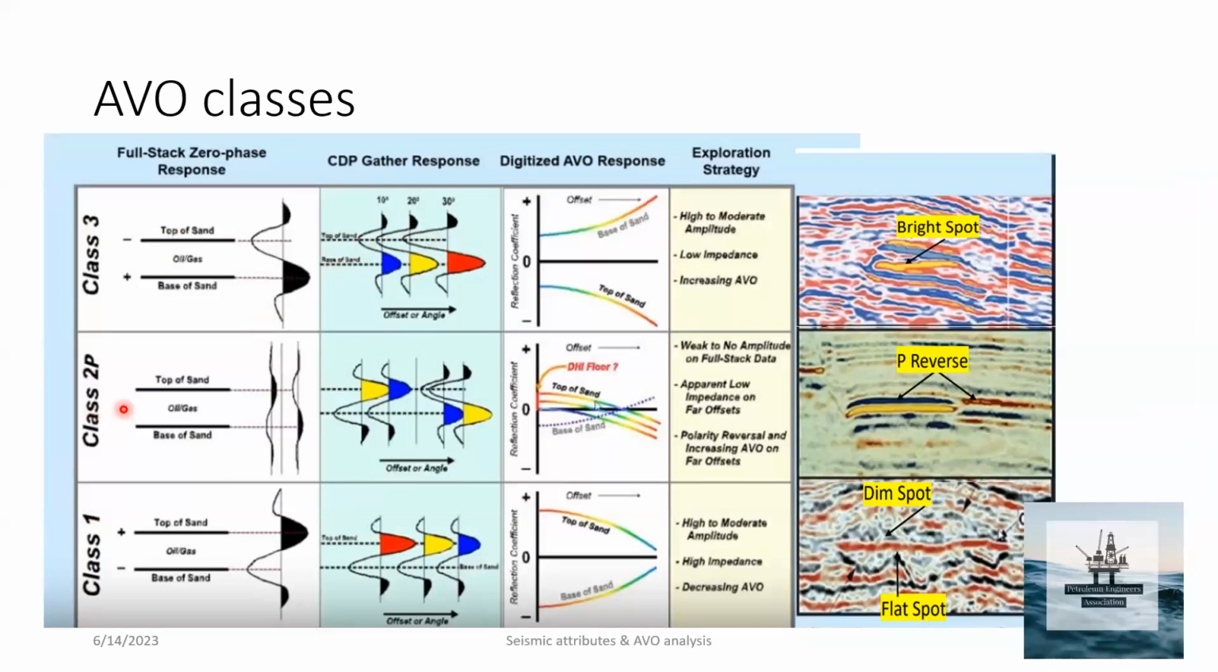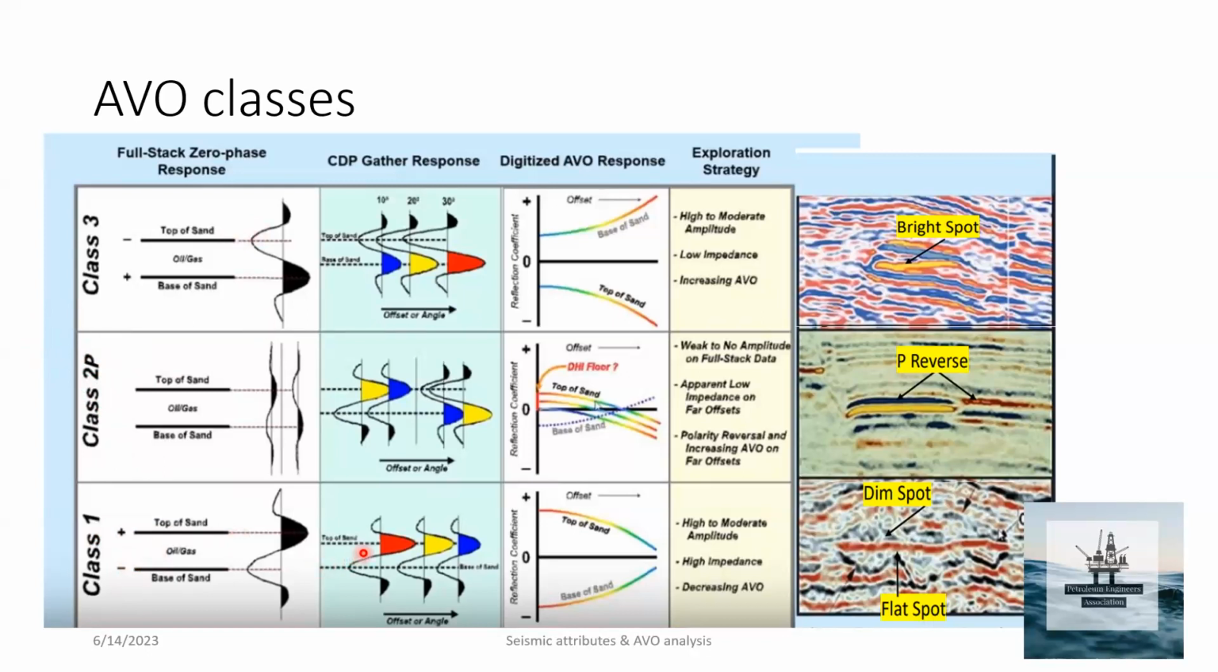For class 2, it increases, and on the other side, it starts to decrease, which is polarity reversal, like this. So when you have a certain horizon showing a peak and then going to a trough, this indicates AVO class 2, or 2B.